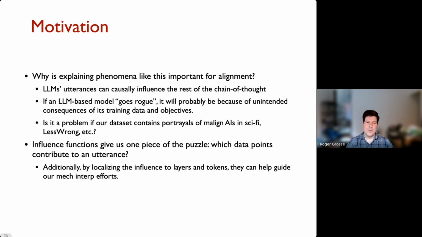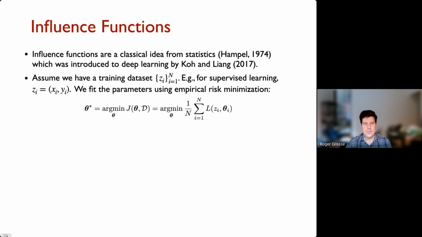And not only will we figure out which training example is responsible, but we can also get more information about which parts of those examples, like which tokens, which layers of the network are being affected, and so on. And so this gives us the foothold to start doing mechanistic interpretability work to understand the nature of the influence. Okay, so what are influence functions?